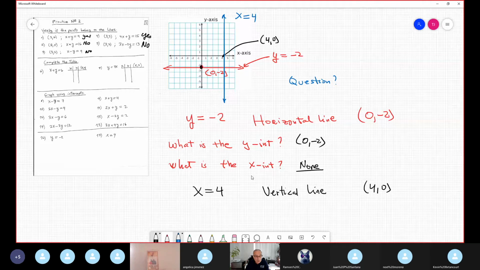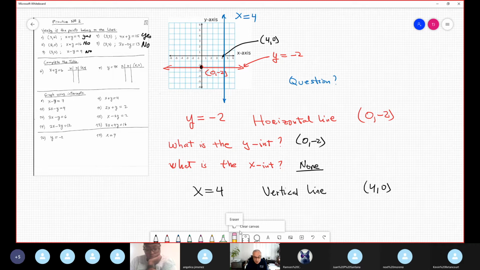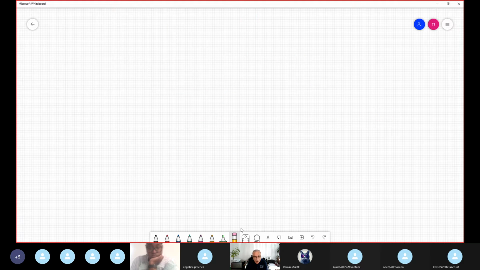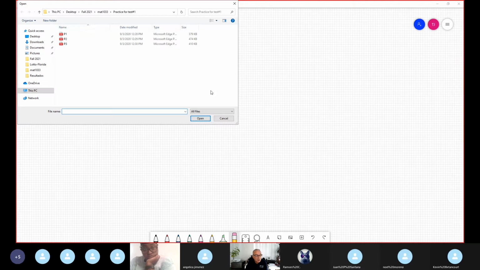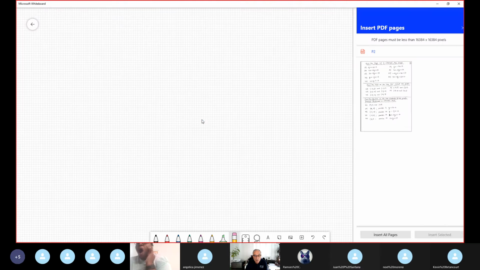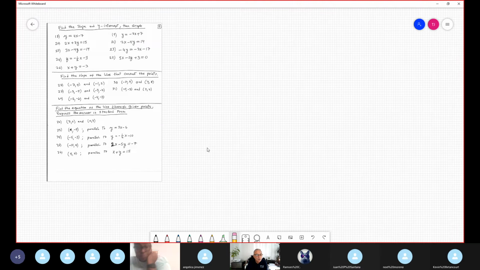Okay. Let's continue this package. This package has 3 pages. Remember, right? 1, 2, 3. Let's move on to page number 2, which is a little bit more interesting. Okay, erase everything. Let me find the second page on my computer. Boom. This is the second page.